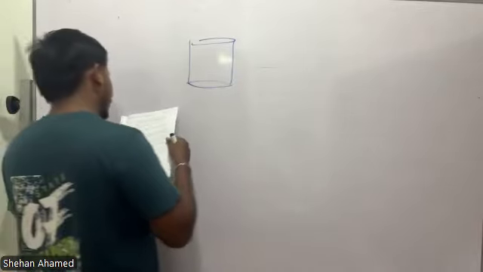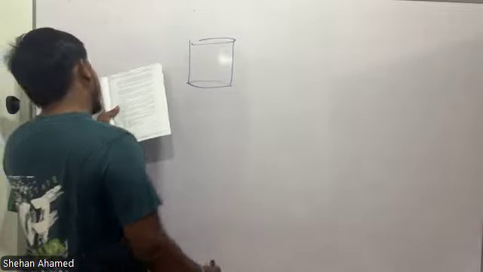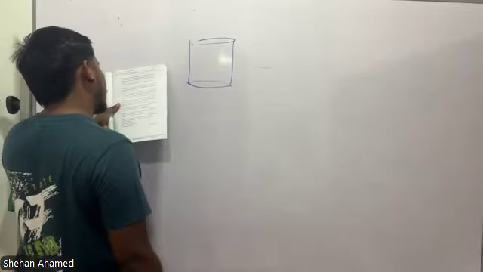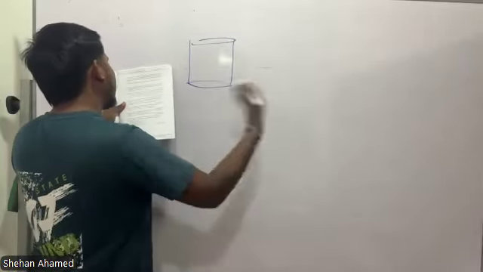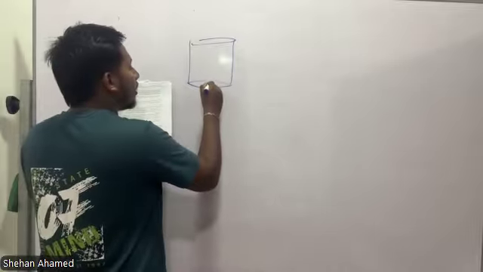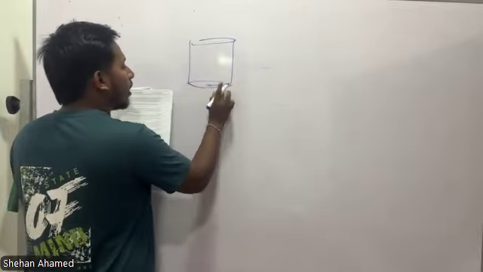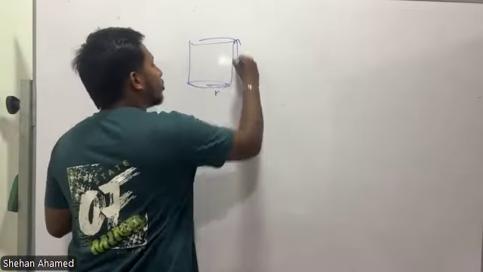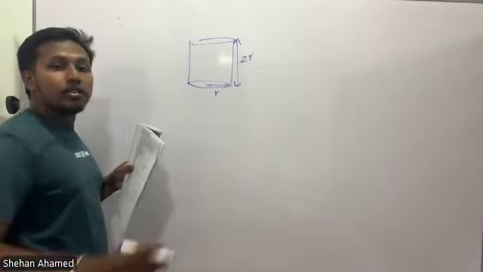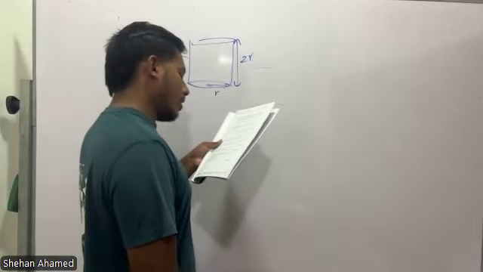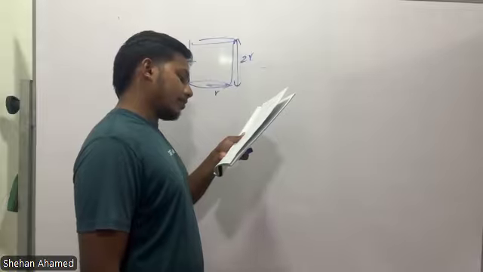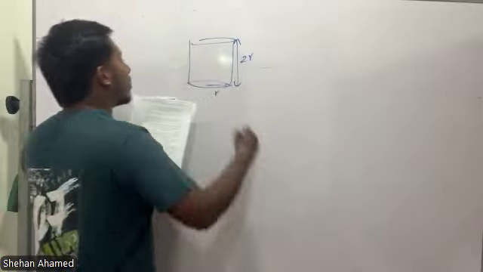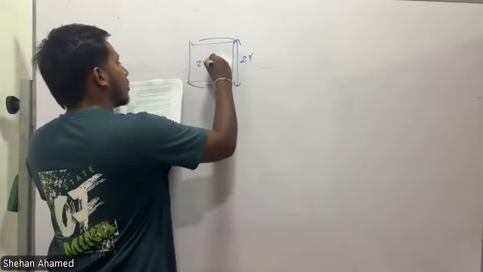Right. Now, let's go to the question. The height of a right circular cylinder is twice its base radius. It means if the radius is r, the height is twice the radius. It means what? It's 2r. Okay, right. And then they're telling us its volume is 2156 centimeter cube.